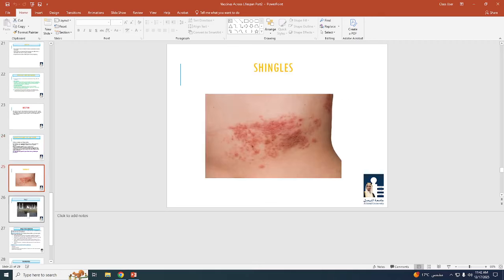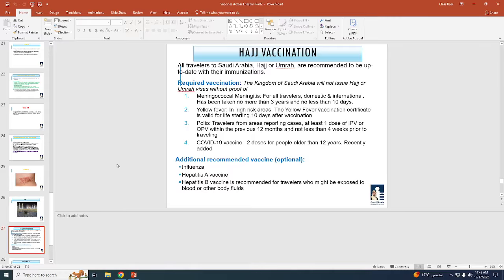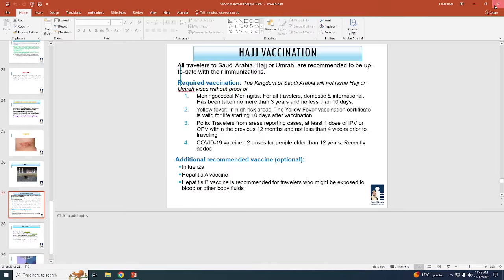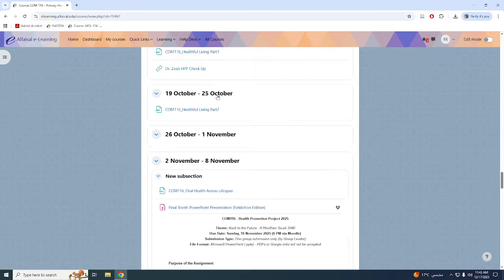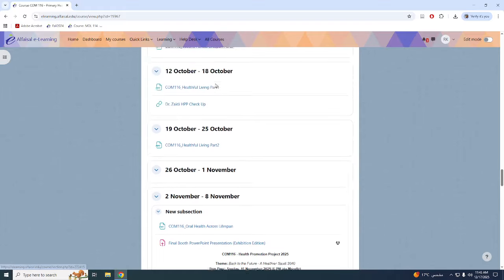This is shingles as well. What are the Hajj vaccinations, recommended or required? The recommended but optional ones are these. So this is regarding vaccination. Any questions so far?